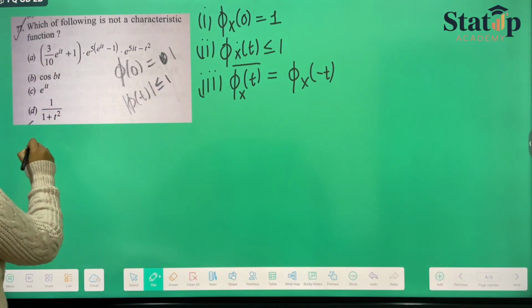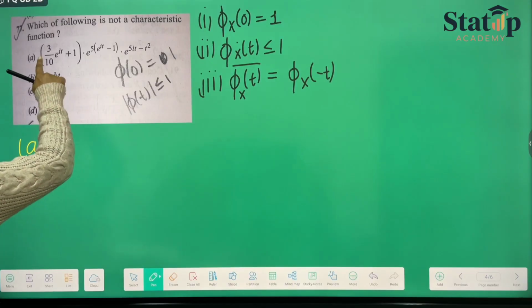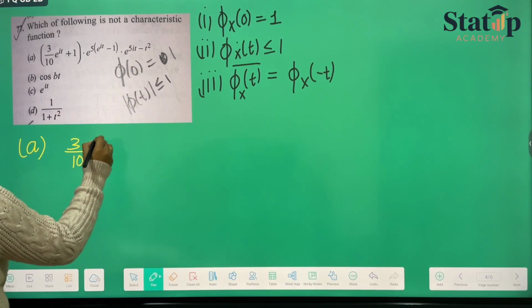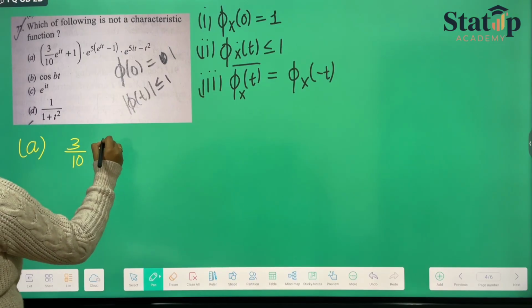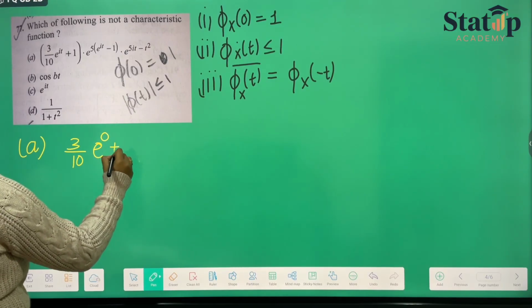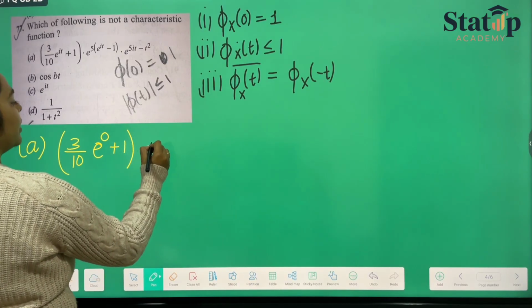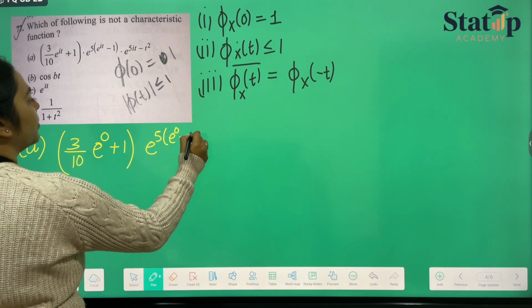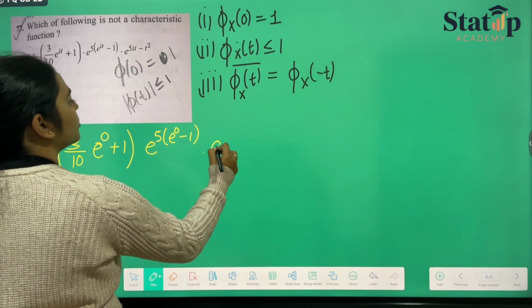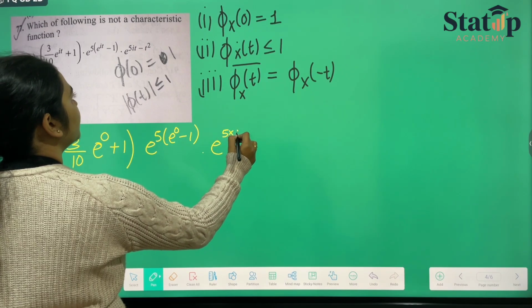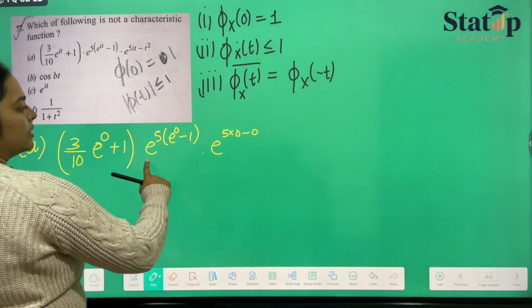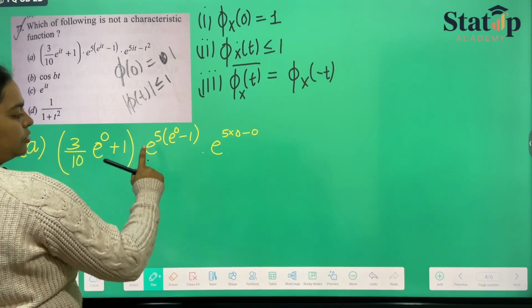So let us consider the first one. So part a has been given to us. If we take t equals 0 in this term: 3 by 10 e raised to the power 0, plus 1 into e raised to the power 5 into 0, minus 1 into e raised to the power 5 into 0, minus 0. So this will be e raised to the power 0, and this will also be 1 minus 1 e raised to the power 0.